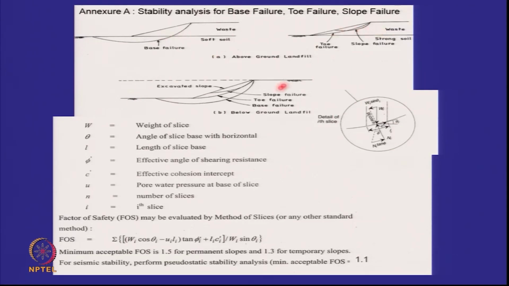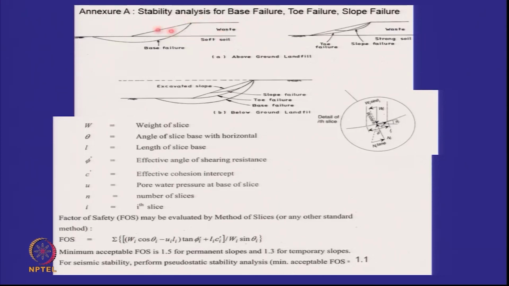We have 1, 2, 3 diagrams. The excavated slope is definitely temporary. Why? Because this will fill up with waste, right? So in this case, you would like to target a factor of safety of 1.3. This could be a temporary slope or a permanent slope.